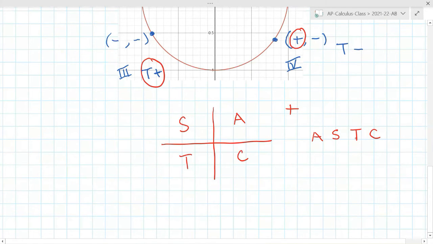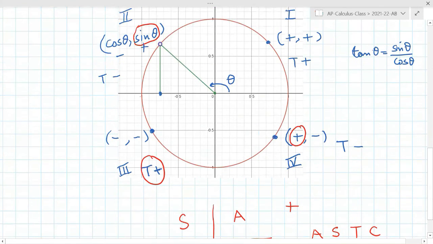Sine is positive in second, tan is positive in third, and cosine is positive in fourth, and the other ratios are negative there. So this is a quick way to recall. But if you're not sure, if you forget, you go back to this. Remember that the coordinates of a point on the unit circle are cosine theta and sine theta, and you can see which one is positive or negative. And then tan is sine over cosine, and the other three: cosecant is 1 over sine, secant is 1 over cosine, cotangent is 1 over tan. So those signs are not going to change if you just go 1 over.